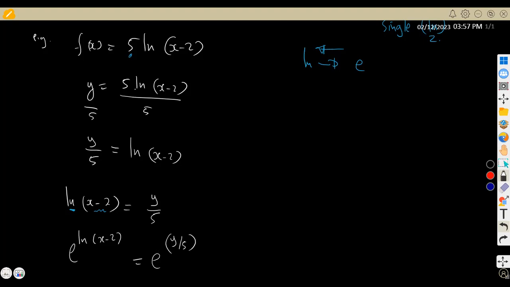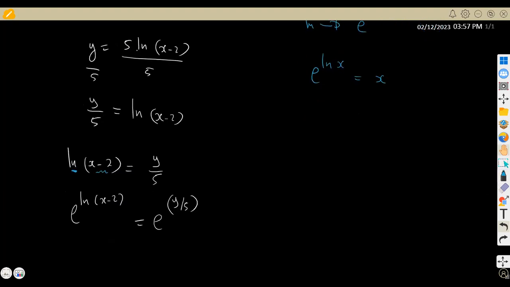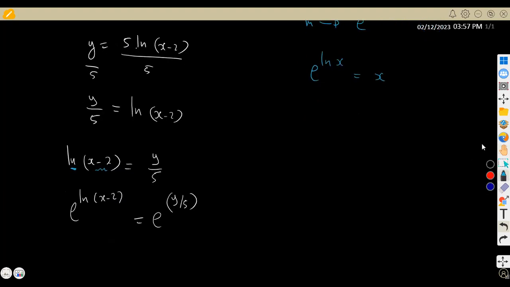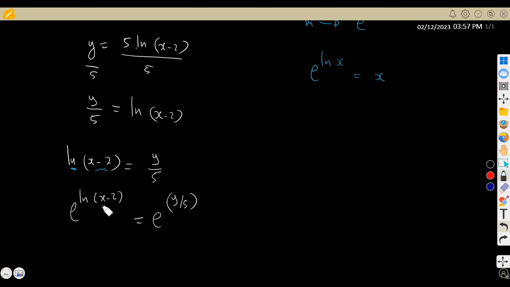But we know that e to the exponent of a log like this of x is equal to x. So that means if we are given e to the exponent of ln of x minus 2, we are going to remain with x minus 2. So x minus 2 is equal to e to the exponent of y over 5.